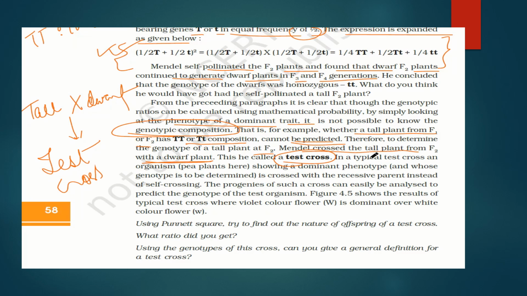Now, in a typical test cross, an organism, here plants, shows a dominant phenotype and its genotype is to be determined. So, we are seeing an observable phenotype, but we are going to find out the genotype of the plant, and it is crossed with a recessive parent instead of self-crossing. So, instead of self-crossing between two tall plants, he took a tall and a dwarf plant and crossed. The progenies of such a cross can easily be analyzed to predict the genotype of the test organism.